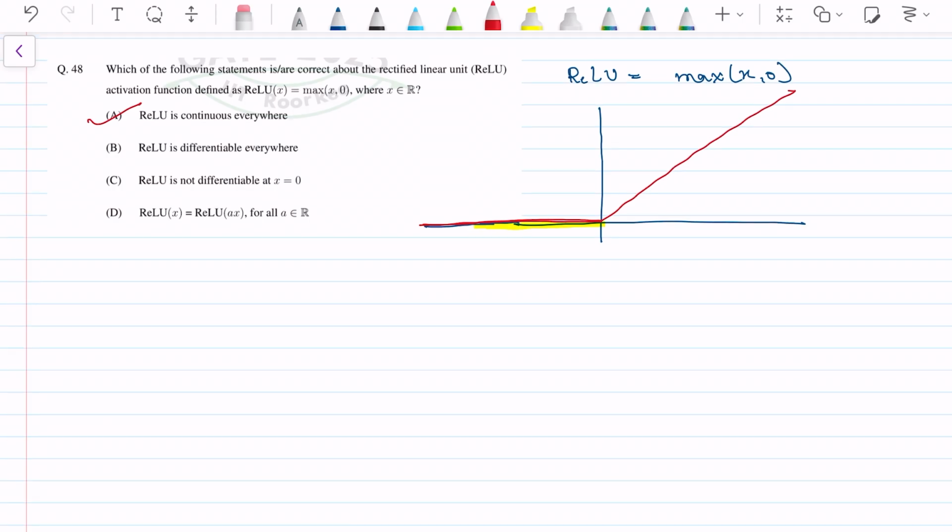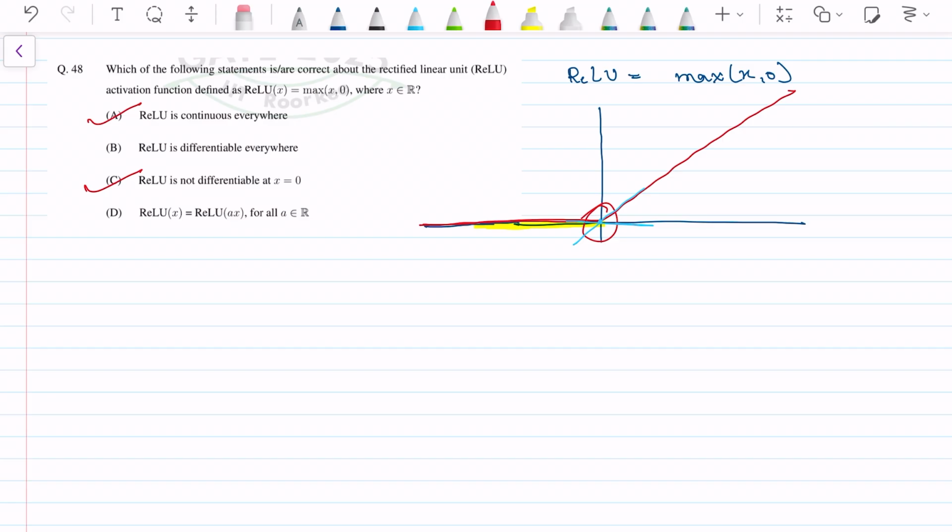Also, the second option says whether the ReLU is differentiable everywhere. But we know that we have a sharp point here at 0. So this particular ReLU activation function is not differentiable at 0. We can see a tip here, because this function is not differentiable at this particular point, as we have two slopes here. One is shown by the light blue color and the other slope. So that's why this function is not differentiable at x equal to 0. So option C is correct, which says that ReLU is not differentiable at x equal to 0. Okay, now we have countered statement B.